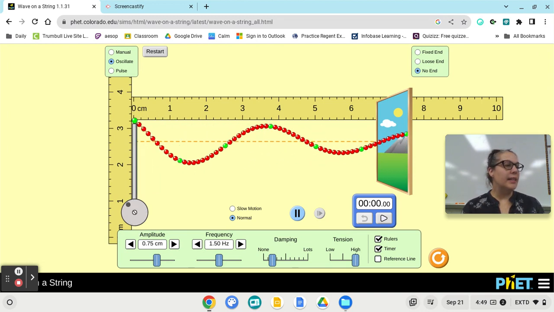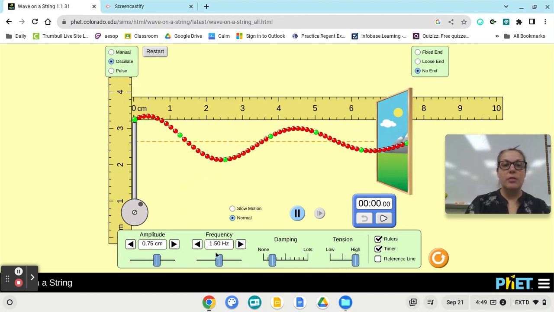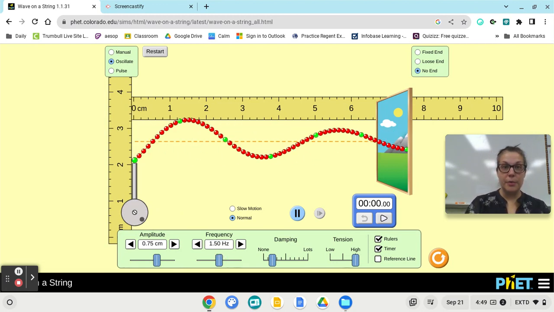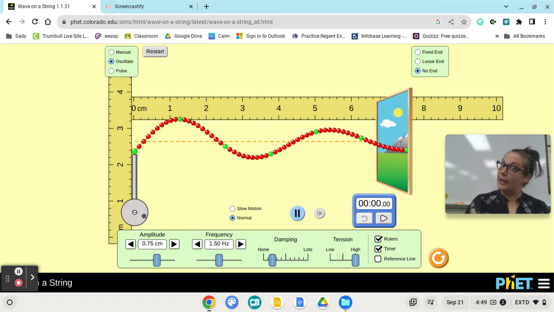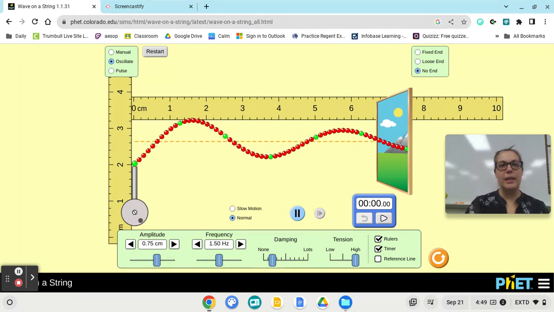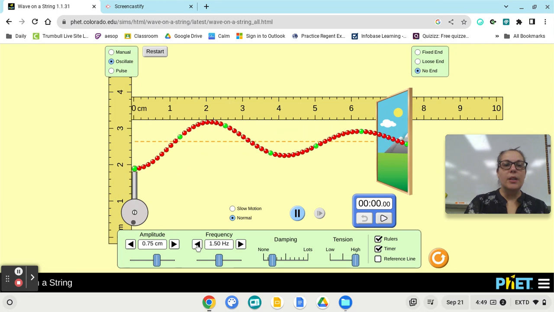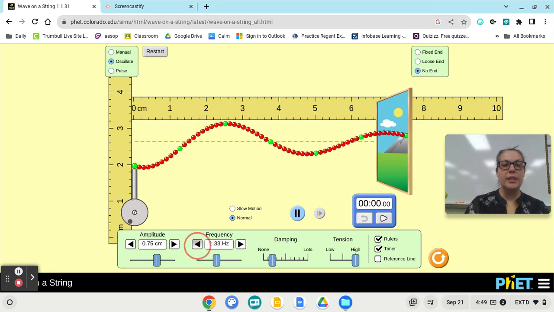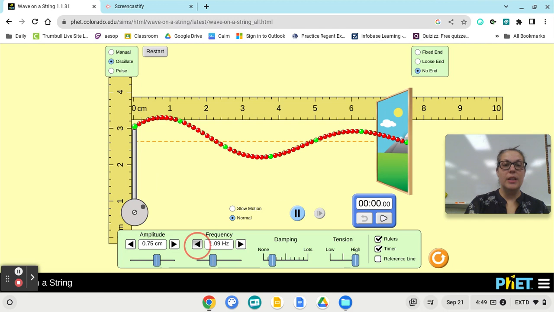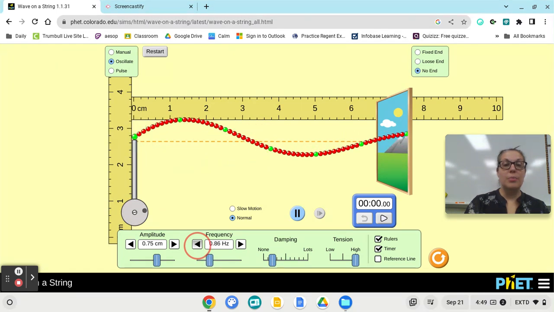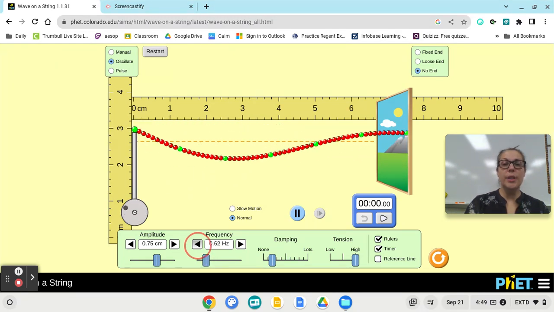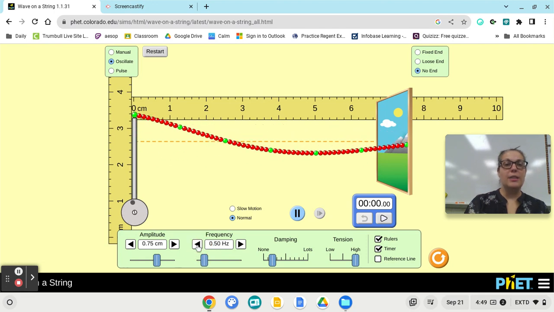In part 1, it says change the frequency of the wave to 0.5 hertz. Remember, hertz is a measurement of frequency, how frequently a wave passes a given point in 1 second. So we are going to decrease this down to 0.5. You can use the blue slider below, or you can use these arrows. So we want to get to 0.5. Oh, wow, that looks a lot lazier than it did when the frequency was higher.